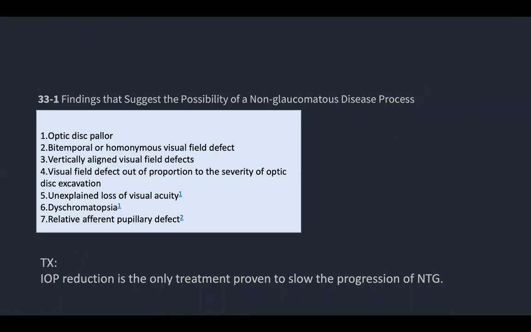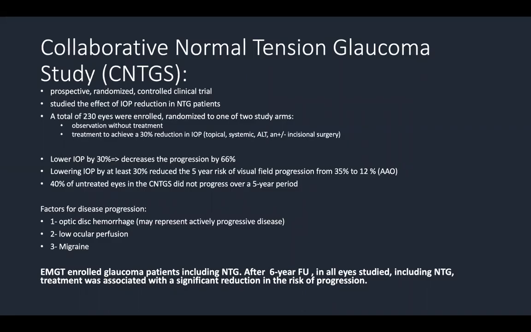Now, this is for you to know, just for some possibilities, some suggestions of non-glaucomatous disease if the patient has optic nerve pallor, or if the color vision is decreased. Okay. And as you mentioned, reduce the IOP, or observe initially if you're still not sure.